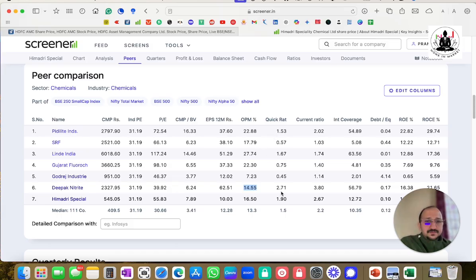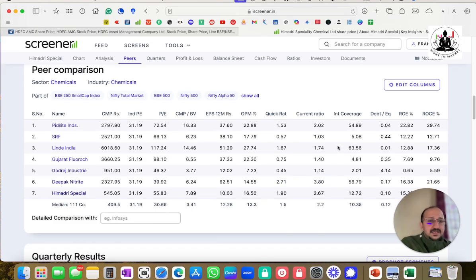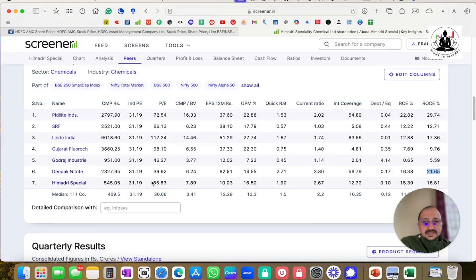Now, quick ratio is around 2.7, fine. Current ratio is very high, means they're having extra cash in their hands, guys. Now, coming to interest coverage, 56. Debt to equity ratio, 0.7. Okay. Return on equity and return on capital employed. Now, guys, let's compare other numbers as well over here, which is having the least debt. The least debt is in Linde. Okay, we can open this thing as well.